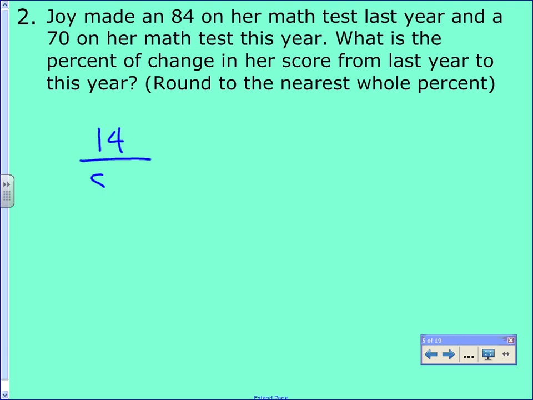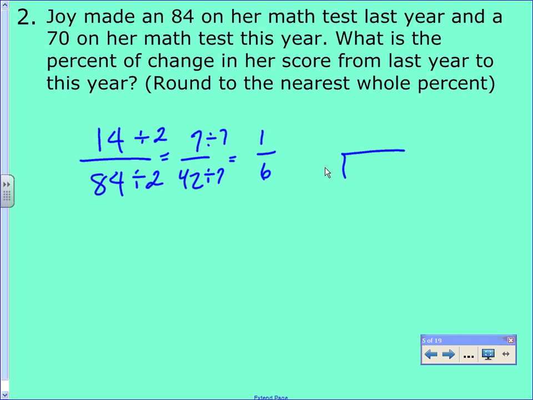So the original is 84. I'm going to go ahead and simplify that. I know I can simplify it by 2, and I'll get 7 over 42. And it looks like I can simplify that again by 7, and I'll get 1 over 6. So now I'm going to divide this by using bow tie. Bottom goes out, top goes in. 6 doesn't go into 1. I add a decimal and a 0. 6 goes into 10 one time. Minus 6 is 4. 6 goes into 40 6 times. Minus 36 is 4. 6 goes into 40 6 times.